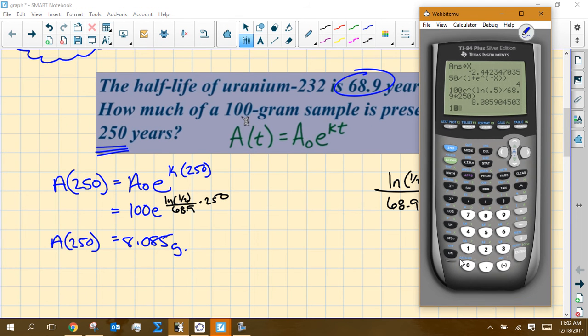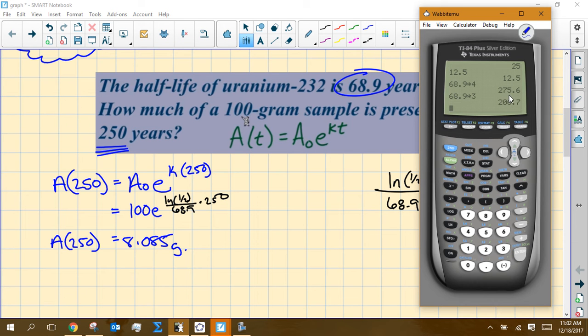We started with 100. After 68.9 years, you'd be down to 50. After another 68.9 years, you'd be down to 25. After another 68.9 years, you'd be down to 12.5. Okay, so I think we've done 68.9 times 4, or not 4, I guess we did 3. 68.9 times 3 half-life iterations.